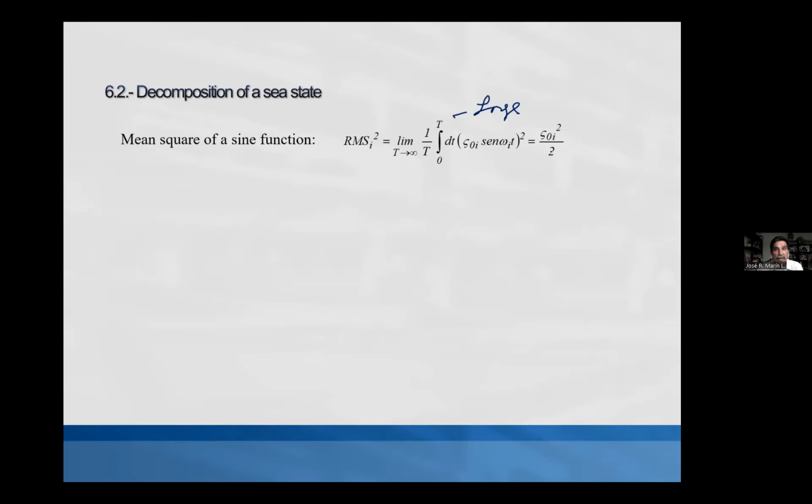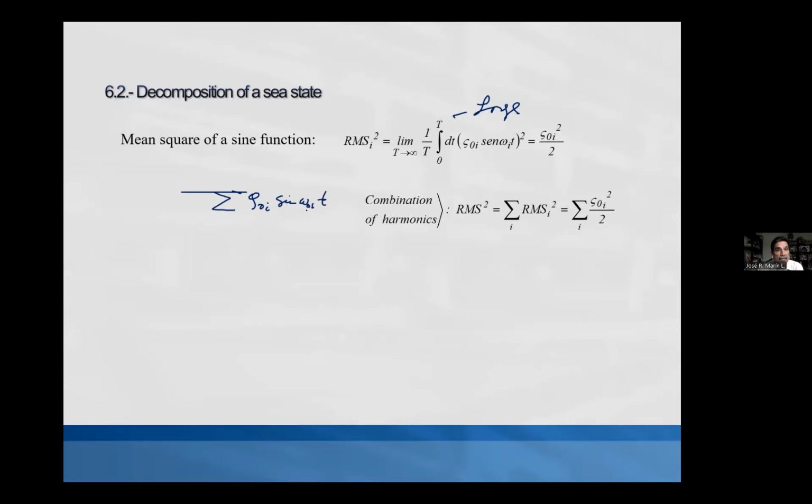And this is the result. The RMS squared is the amplitude squared divided by 2. That's for a single harmonic. Now, what happens if we have a summation, a combination of harmonics? So we have something like this. We have a summation of zeta 0i, as this one here, multiplied by sine omega 0i times t.